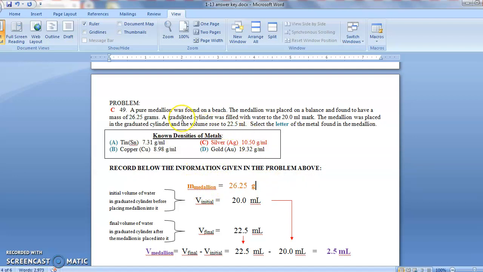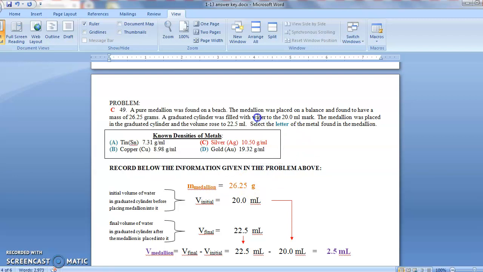They used the displacement method. To find density, we need the mass and the volume. Density is mass divided by volume. So to get the mass, they put it on a balance, 26.25. To find the volume of the medallion, they're using the displacement method.